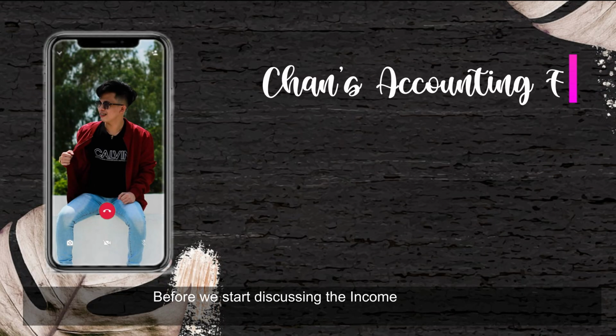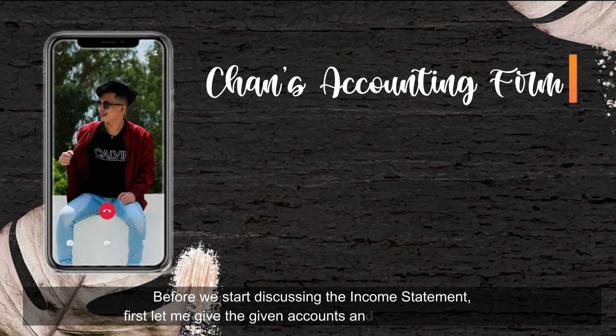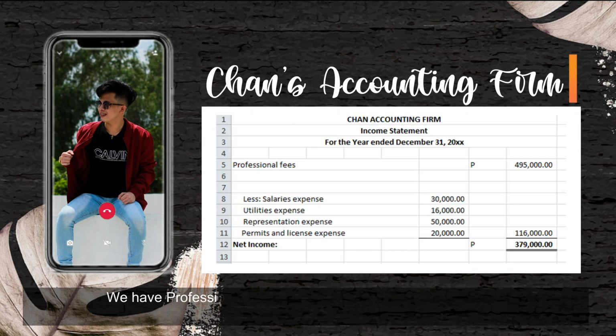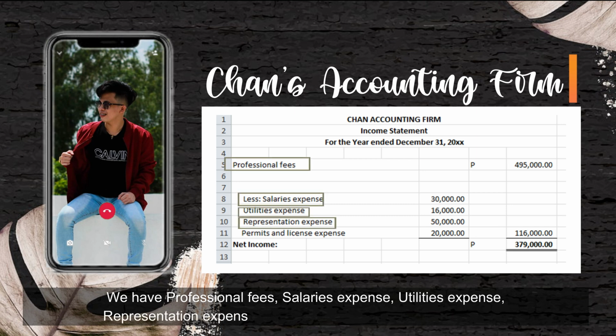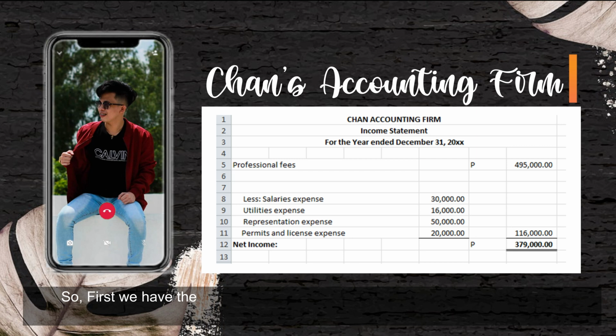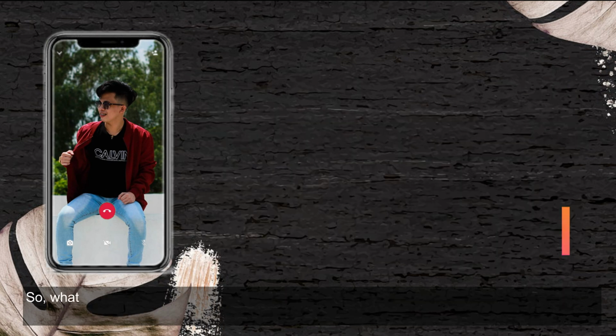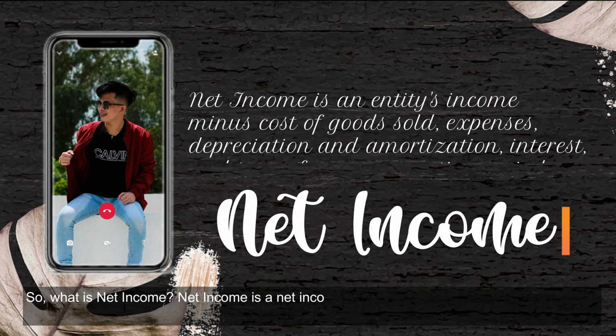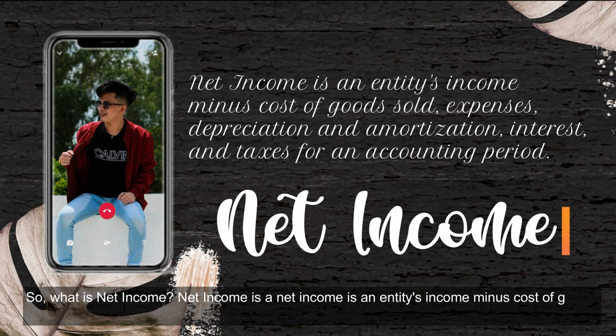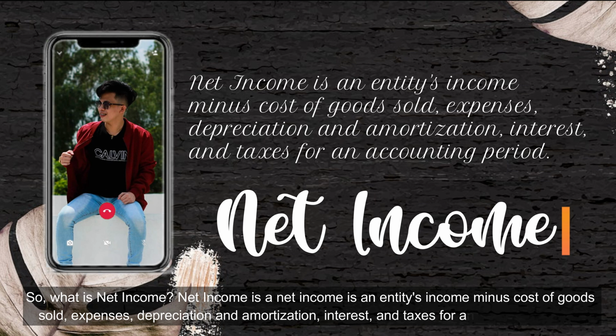Before we start discussing the income statement, first, let me give the given accounts and their amount value. We have professional fees, salaries expense, utilities expense, representation expense, and lastly, permit and license expense. So first, we have the professional fees, which is what we gain in our company, and we will less those expenses that we have in order to get our net income. So what is net income?